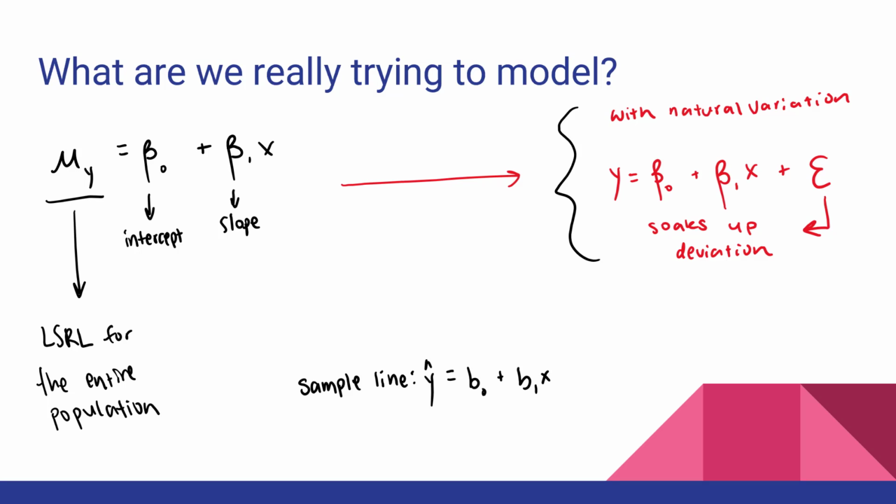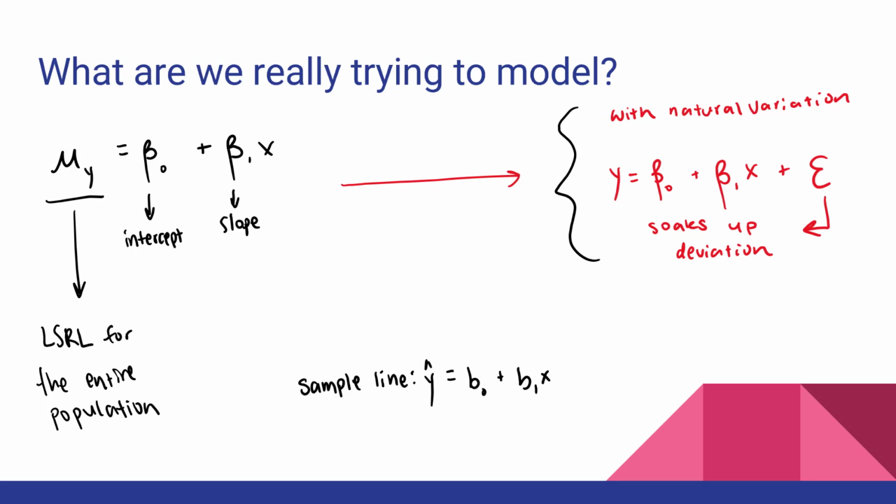So when we did means and proportions and chi-squared tests, we always had a population statistic and a sample statistic. So for proportions, our population statistic was p, and our sample statistic was p hat. For means, our sample statistic was x bar, and our population statistic was mu. So we have the same thing for LSRLs.